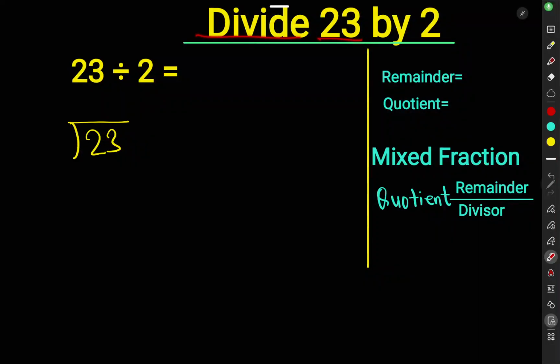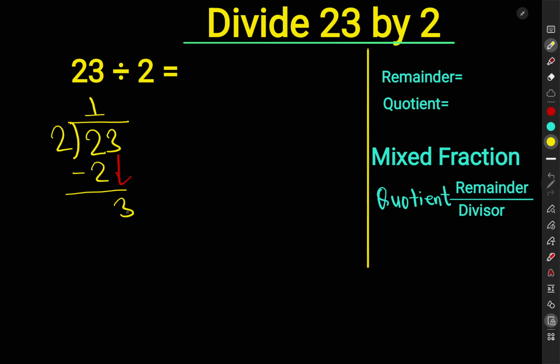Divide 23 by 2. So here we divide 23 by 2 in a long division method. So 2 times 1 means 2. On subtracting we get 0. So now we take the beside number, this 3, and we can remove this 0.